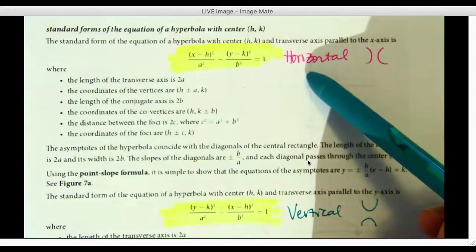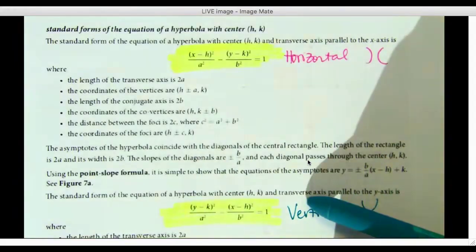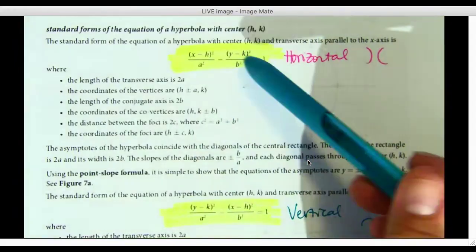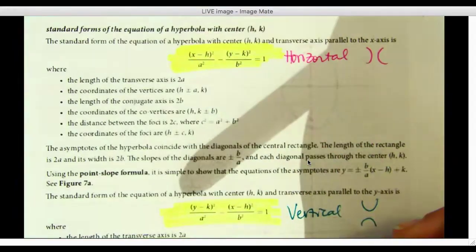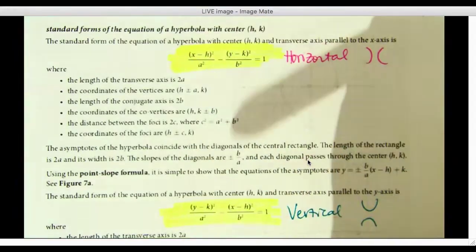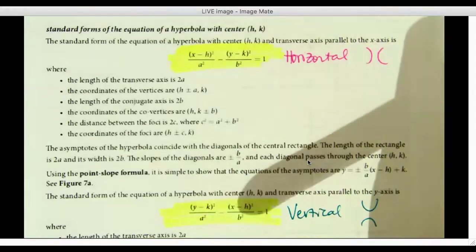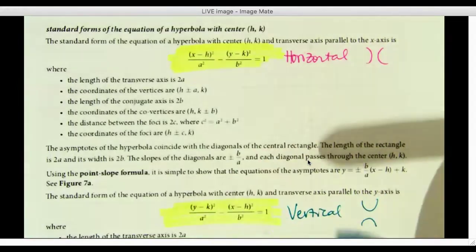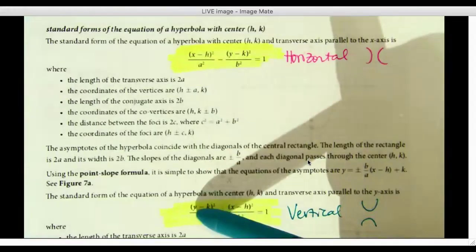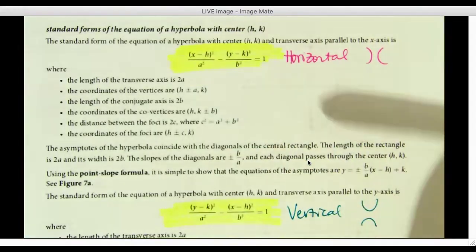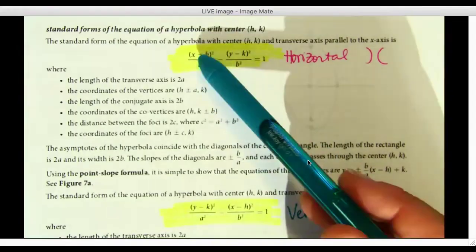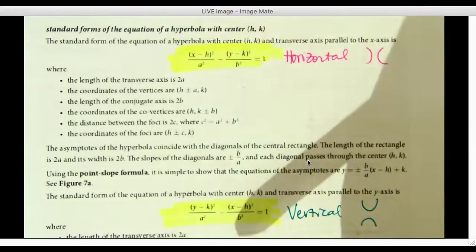The way we tell whether it's horizontal or vertical is which variable is positive. So notice here that the x is positive and we have the negative in front of the y. That means it's horizontal. If the y is positive and the x is the negative one, then that means it's vertical. So whichever variable is positive dictates whether it's horizontal or vertical. A is always first or under the positive one, B is always under the negative one.